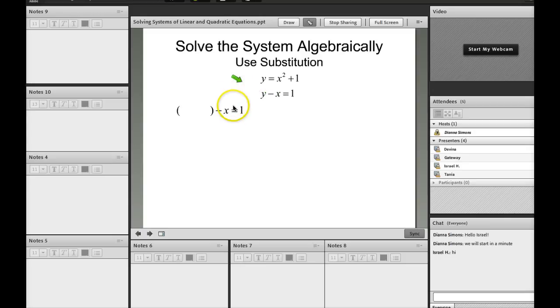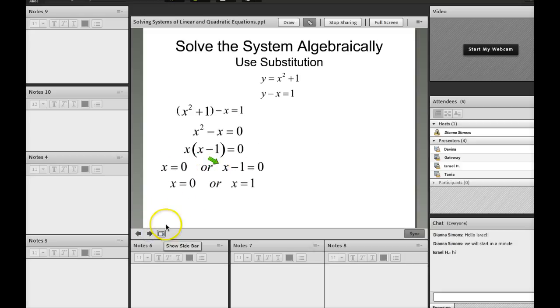And there are 3 questions on the assignment, and those questions are for you to solve this algebraically. They're both set equal to each other, so they're both equal to y. In this particular case, we're going to use some substitution. Where we see y, we're going to put x squared plus 1. Then we're going to factor, set each factor equal to 0, and these are the intersecting points, 0 and 1.